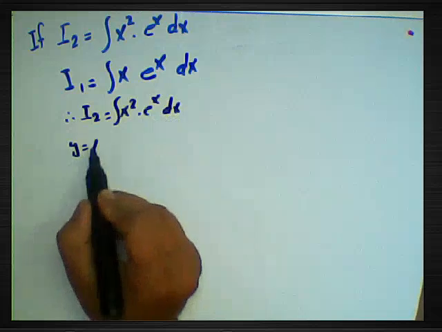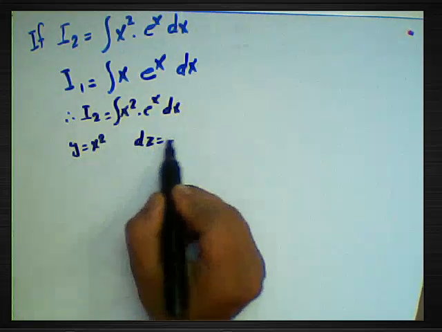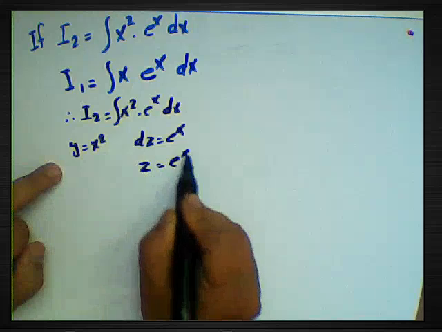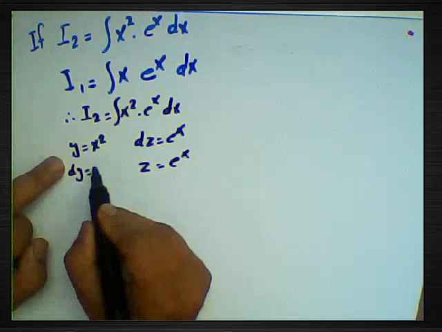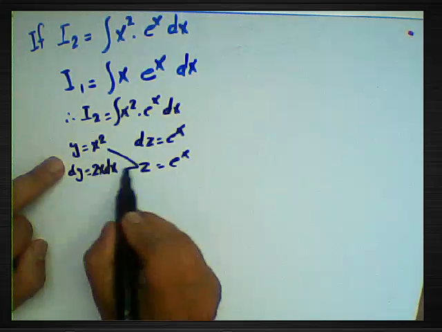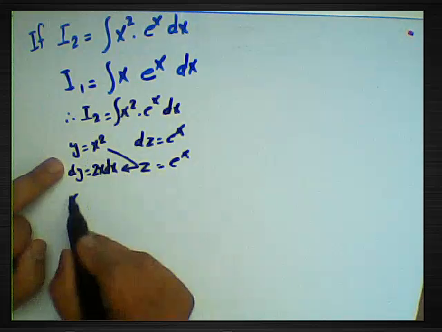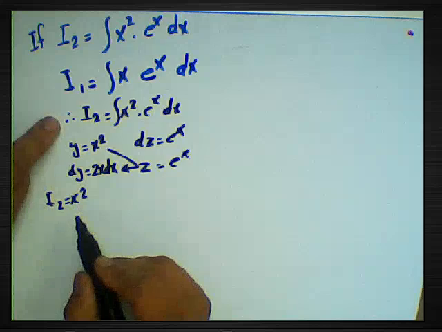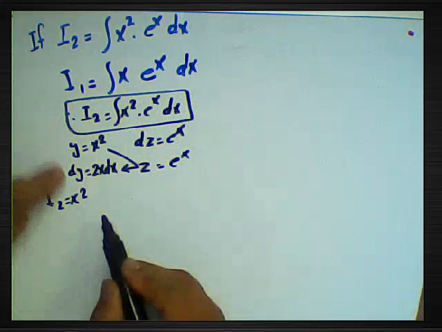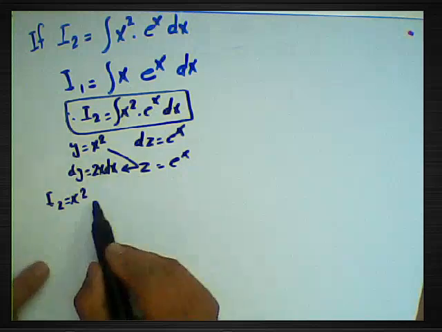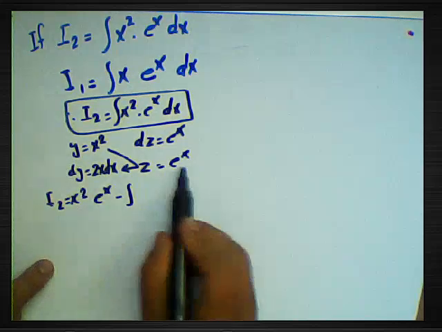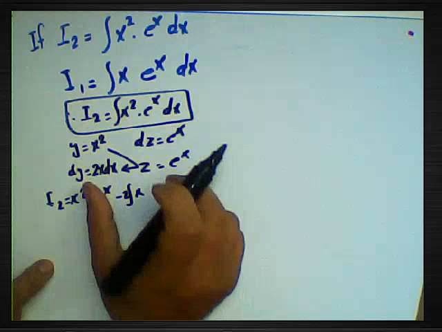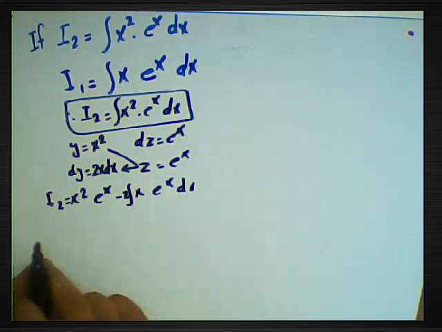We can put y equal x power 2 and dz equal e power x. The integration of dz will be z, which is e power x, and the derivative of y will be dy, and for x power 2 it will be 2x dx. Using the rule, we solve I2: it will be x power 2 times e power x, subtract the integration of the multiplication between them, 2x e power x dx, writing the negative outside.